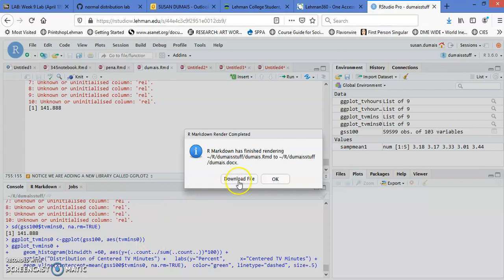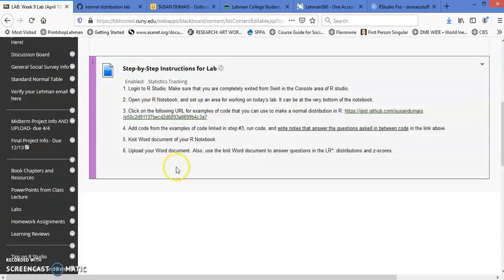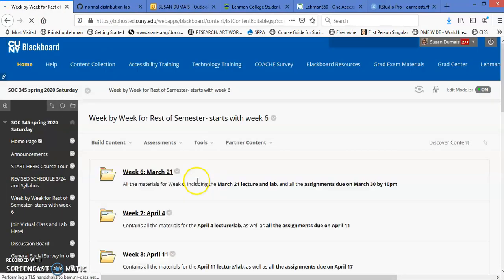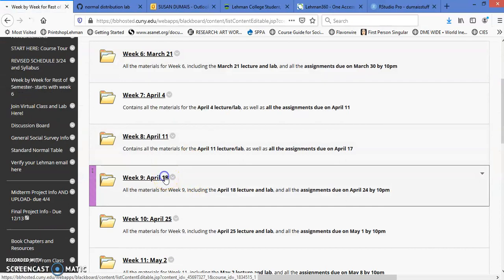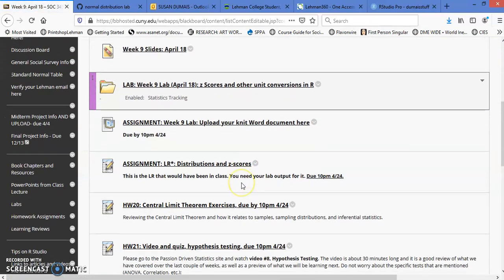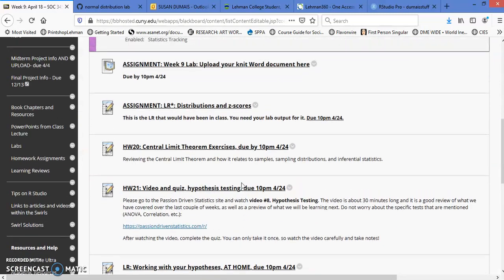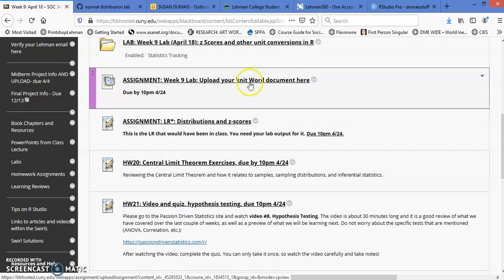So you're going to download your file, and then you are going to go back into the week by week and week 9. And we have on this main page, upload your knit Word document here. So just click that, and you have until Friday the 24th to upload your knit Word document.